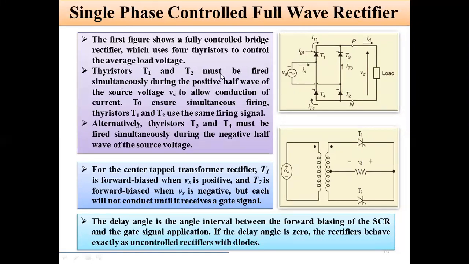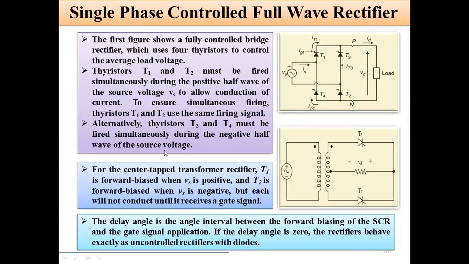Thyristors T1 and T2 must be fired simultaneously during the positive half wave of the source voltage Vs to allow conduction of the current. To ensure simultaneous firing, thyristors T1 and T2 use the same firing angle. Alternatively, thyristors T3 and T4 must be fired simultaneously during the negative half cycle. For a positive half cycle, T1 and T2 will conduct; for a negative half cycle, T3 and T4 will conduct.